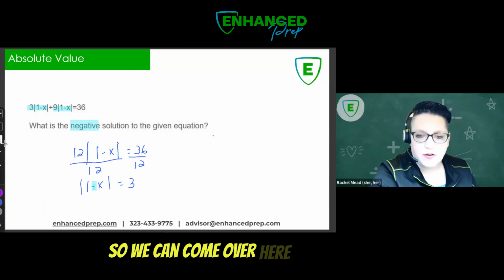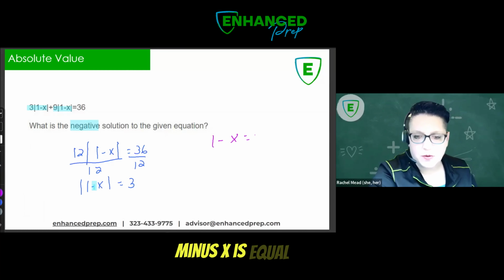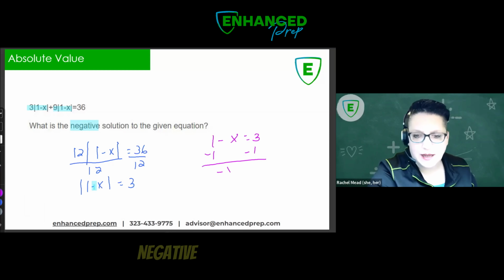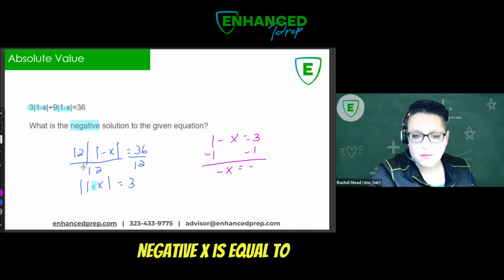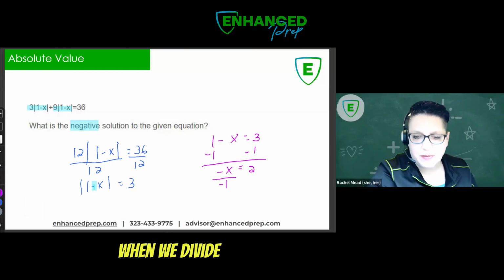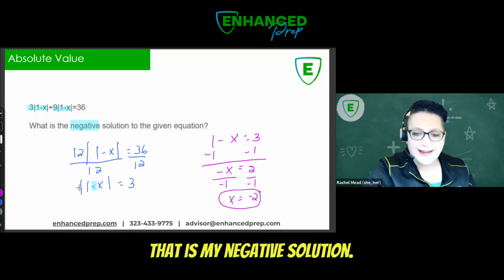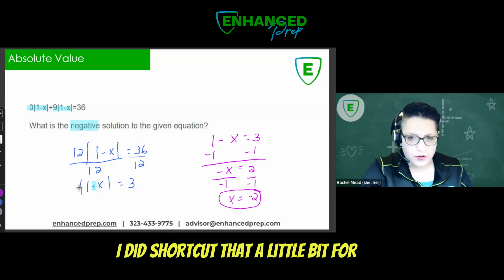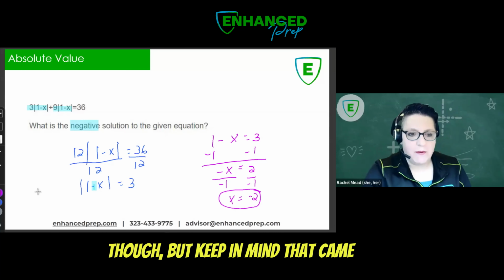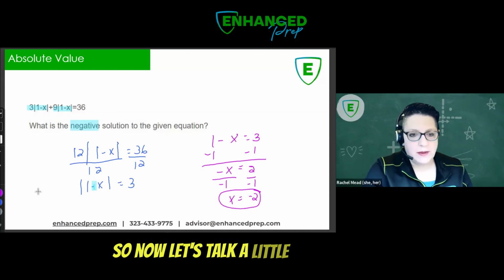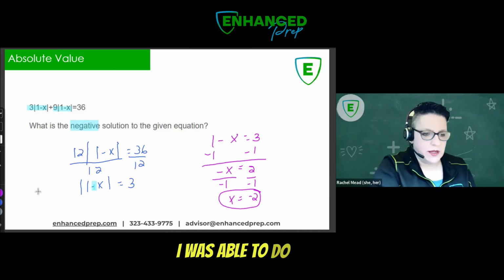So we can come over here and say that 1 minus x is equal to 3. We're then going to subtract 1 from both sides. Negative x is equal to positive 2. When we divide by the negative 1, we do get x equal to negative 2. That is my negative solution. I did shortcut that a little bit for you though, but keep in mind that came directly from what the question was asking me. So now let's talk a little bit about why I was able to do this.